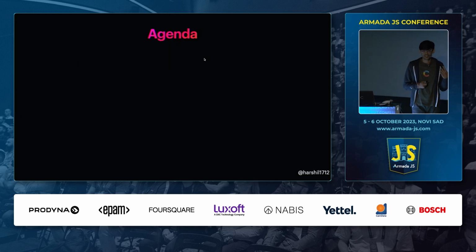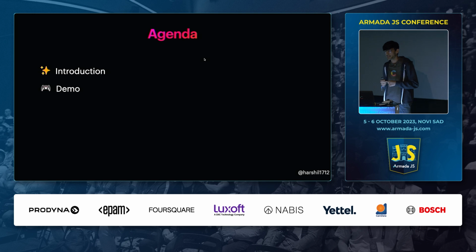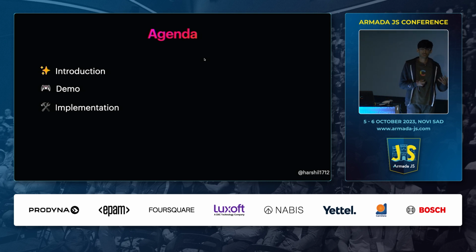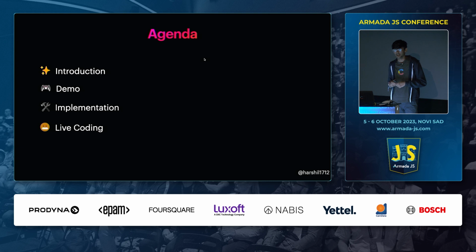So the agenda for the talk looks something like this. We're going to start with the introduction, where I'm going to talk about APIs and browser APIs, and then we're going to look into a few more demos, and with those demos, I'm also going to try to implement a couple of things that I'm going to show throughout the slides. And then I'm also going to do a bit of live coding, which is always scary when things don't work. So let's see how that goes.